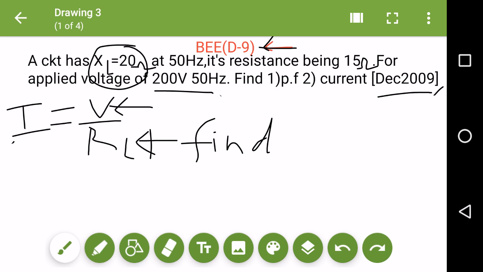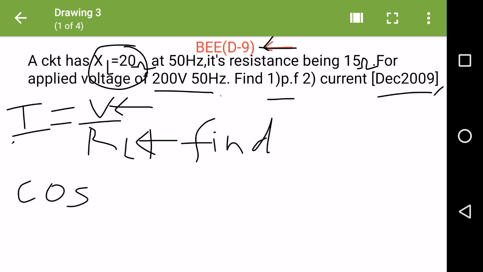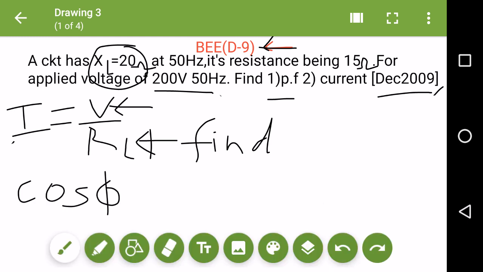The second thing which is asked is the power factor. As you know, the power factor is simply cos phi. But I am not provided with the value of phi, so the second thing to find the power factor is to find the value of phi.